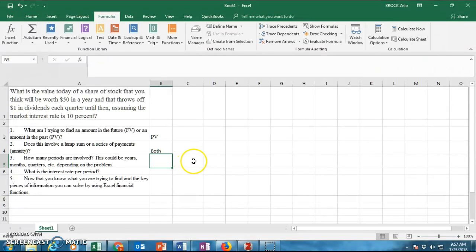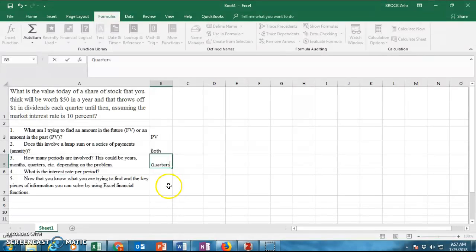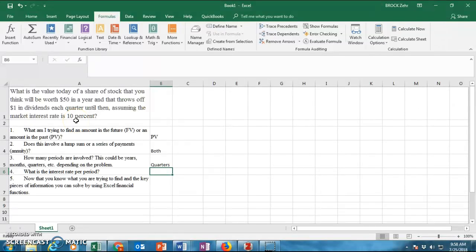How many periods are involved? Well, we're talking about 1 year, but we also receive dividends each quarter. So we're going to use quarters as our time period. And what is the interest rate per quarter? Well, I'm going to have to take this 10% annual rate and divide it by 4. So 2.5% is going to be my interest rate per period.